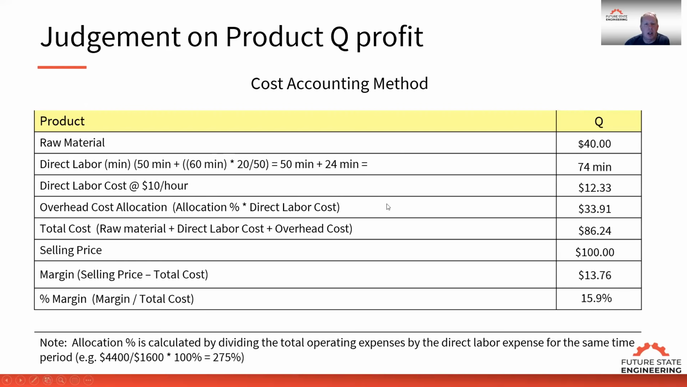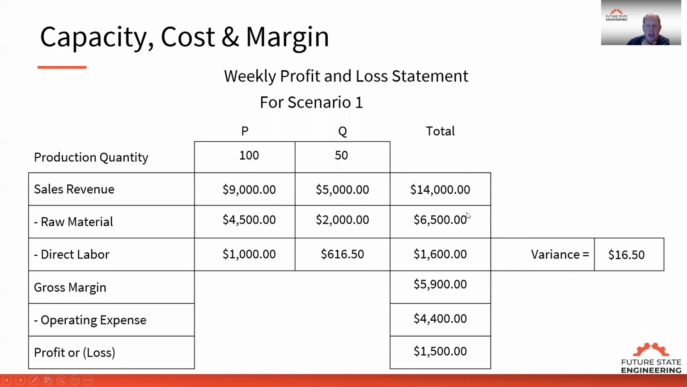So if I go through and I calculate the margin on product Q by taking less effective resources that are twice as slow and cross-train them to do B's work, what happens is my material stays the same, my direct labor goes up by an additional 24 minutes. So that's 74 minutes. So the total direct labor cost at $10 an hour is $12.33. When we allocate the overhead, that goes to $33.91. Total cost goes to $86.24, and we calculate the margin at 15.9. So what we see is that the margin goes down for product Q.